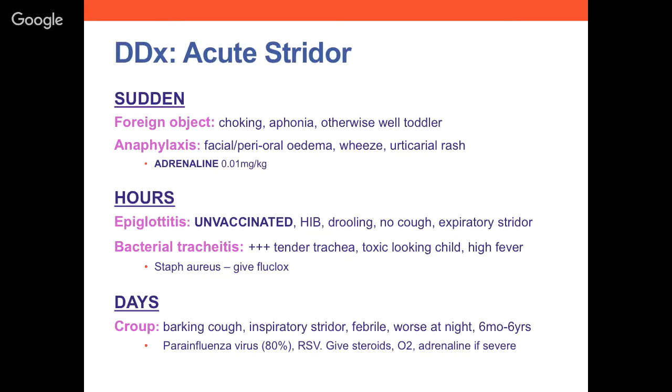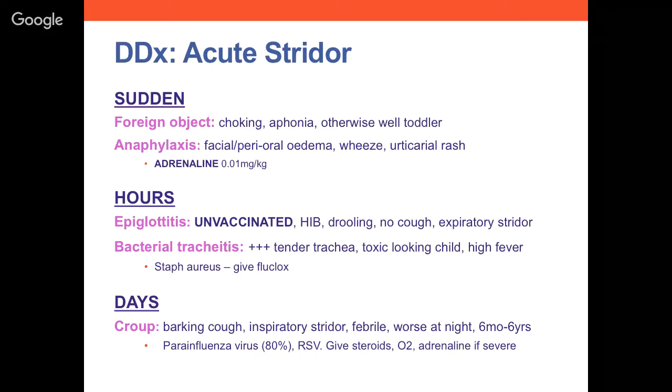Yeah, beautiful. 246. So these guys will have a background of being unvaccinated. They will be drooling. So they'll be leaning over and just drooling because they can't swallow anything. There's no cough. They're not coughing. And they're going to have expiratory stridor. So let's say someone like this walks into the ED.